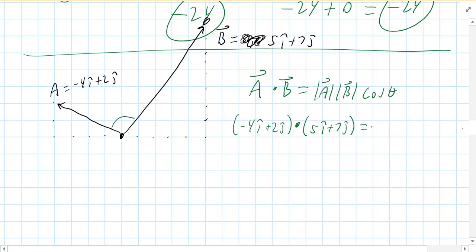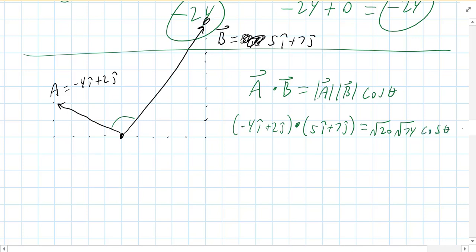That's equal to the magnitude of A. So you would do this Pythagorean theorem: 4 squared plus 2 squared. That's square root of 20, times the magnitude of B. That would be 5 squared plus 7 squared, which would be square root of 74. So times square root of 74, cosine of this angle that we're trying to find.